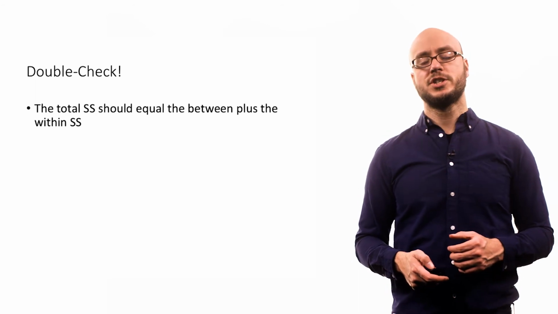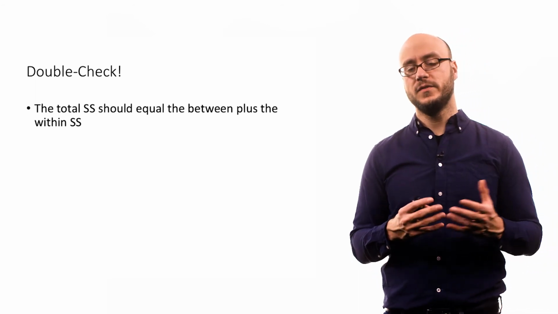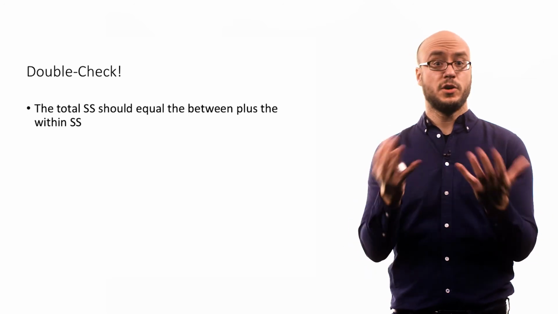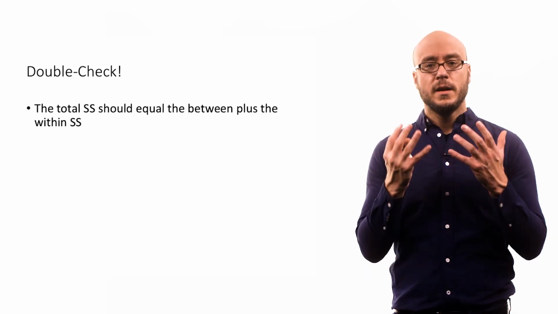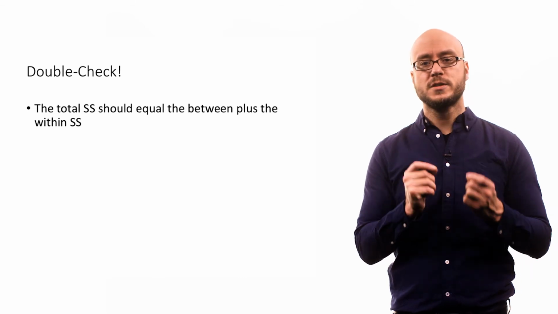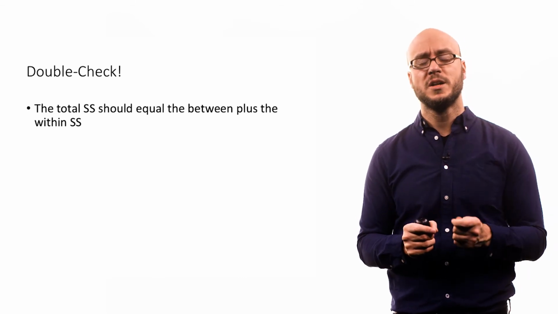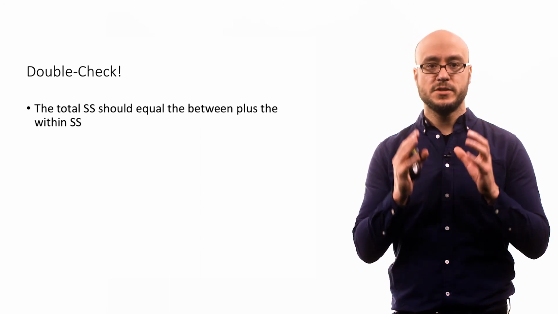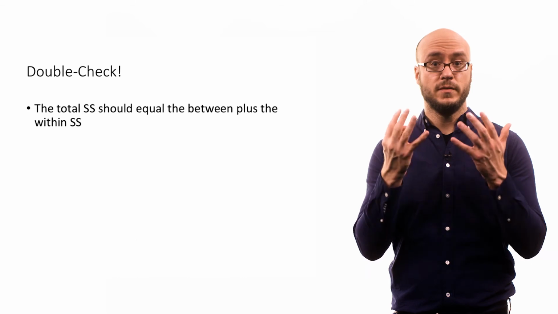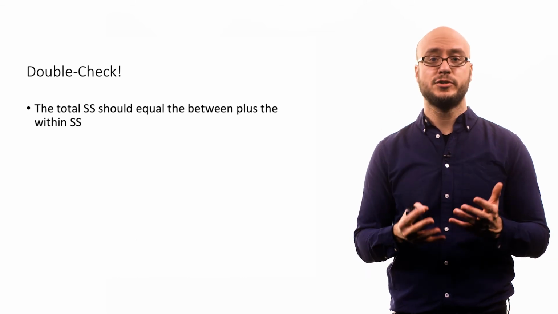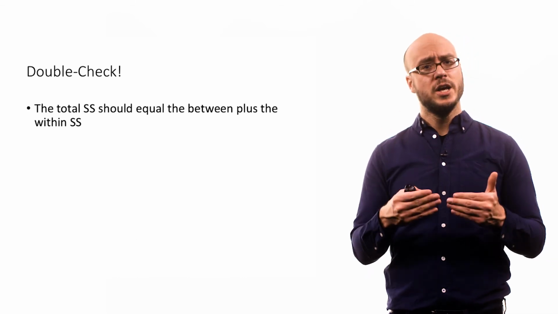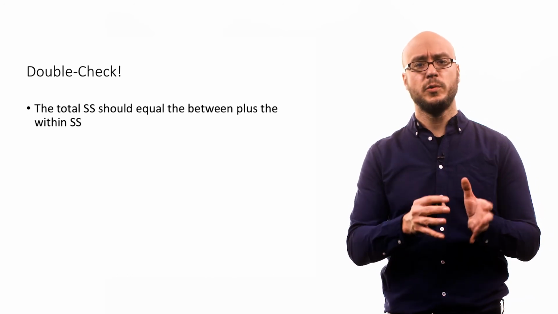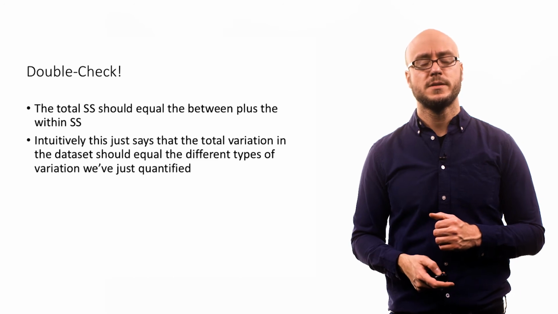So let's double check that our calculations are correct that we've done so far. How can we double check? Well, the total sum of squares is the total variability in our data set. As a result, the total sum of squares will always equal the between sum of squares plus the within sum of squares. This is the nature of one-way analysis of variance. This should be true. So when you do a calculation by hand, or if you look at computer output, you should always check: is the total sum of squares equal to the between plus the within sum of squares?